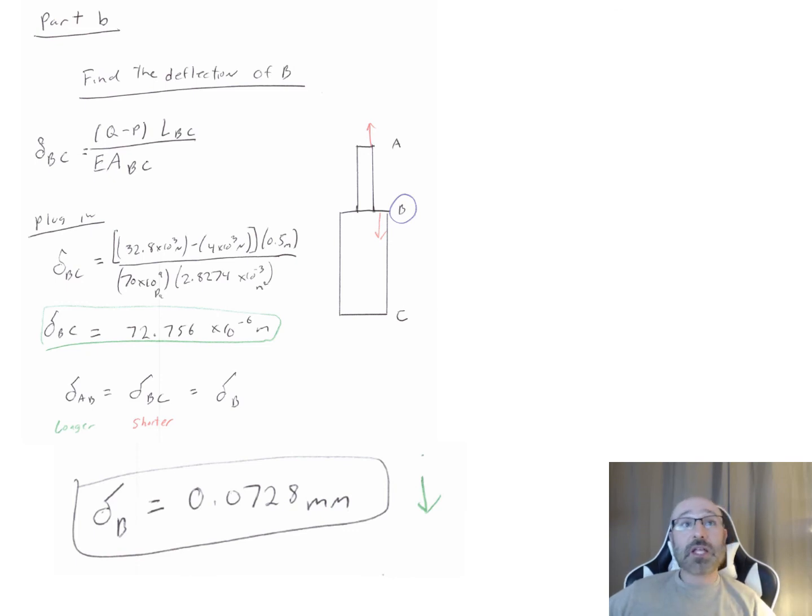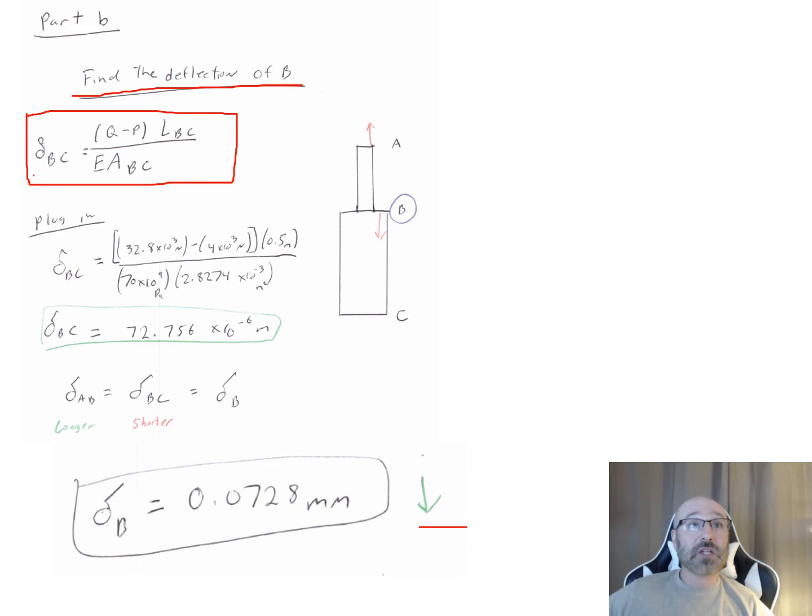Now we're moving on to part B, where they ask: we know this Q, so A doesn't move. Then what's going to happen to point B? How does that move? What direction is it moving in? What is the value there? Well, it's going to deflect going down right here. It's going into compression. If AB is in tension and elongates, BC is going to be in compression. We can still use the same governing equation.